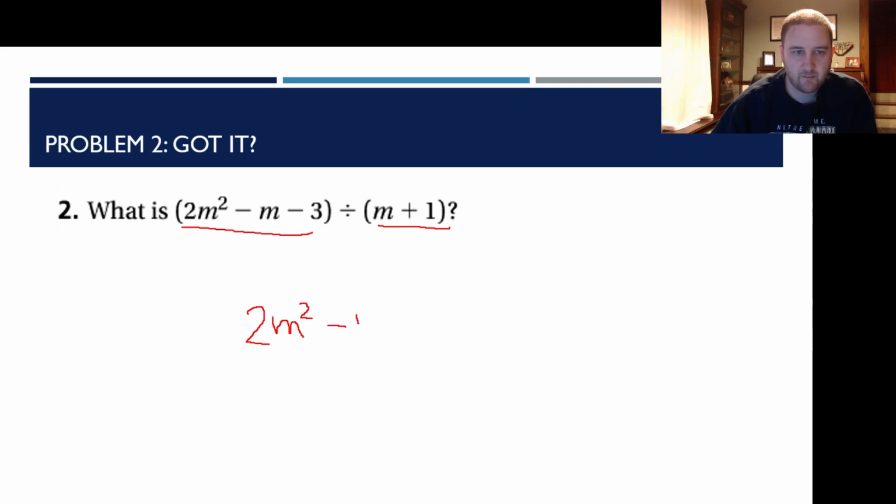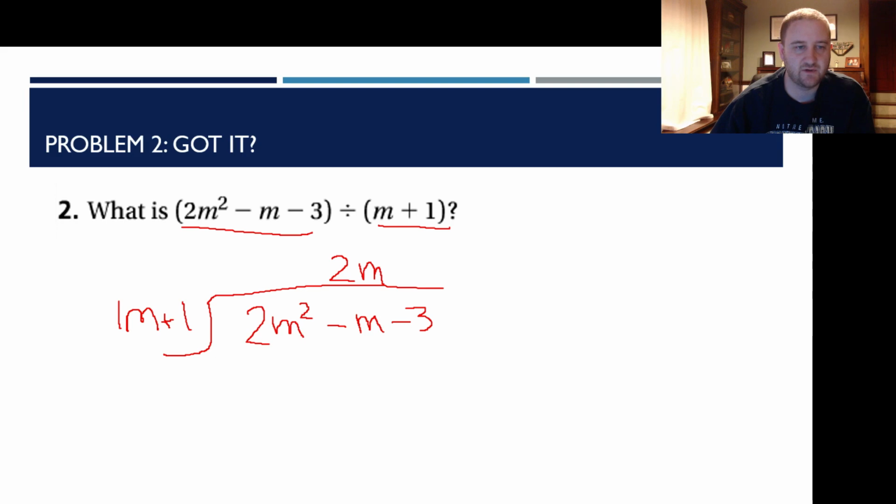2m squared minus m minus 3. And then as a division bar, we've got m plus 1. So first, we want to look, how many times does m go into 2m squared? Well, this is like a 1m, right? So it goes into 2m once, or sorry, it goes in twice, right? So 2, and then m goes into m squared m times, right? So 2 times 1 is 2, m times m is m squared. So if we multiply this then, this becomes 2m squared.